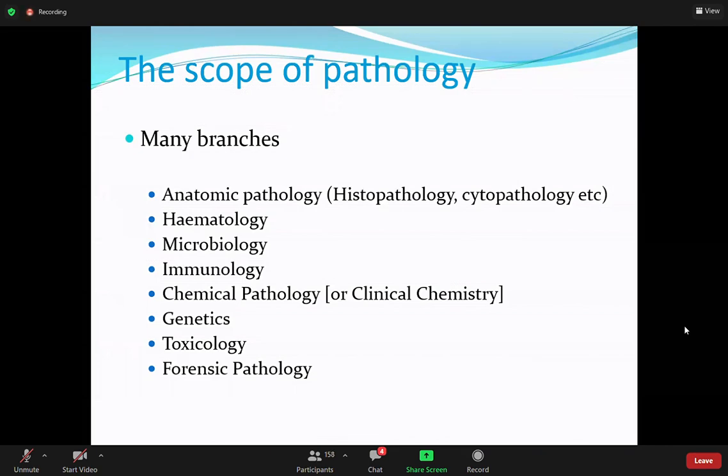Immunology, definitely it's a branch of pathology which deals with immunological processes of the body.